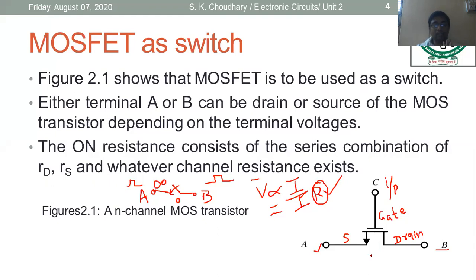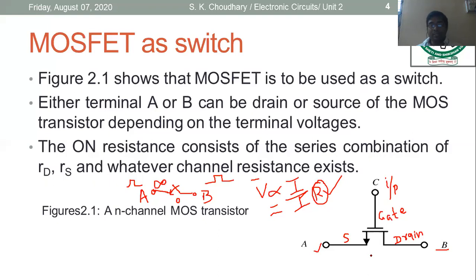Now your transistor is turned on, but in which region is it? We don't know until the other conditions are defined. We do not know whether it is working in the cutoff region, the saturation region, or the non-saturation region. But in all conditions, there is some resistance present between the drain and source terminals.